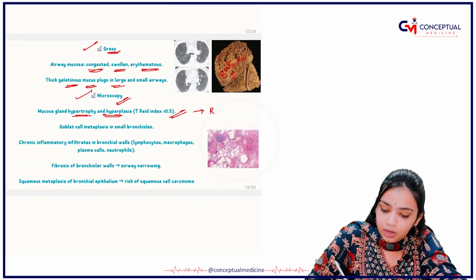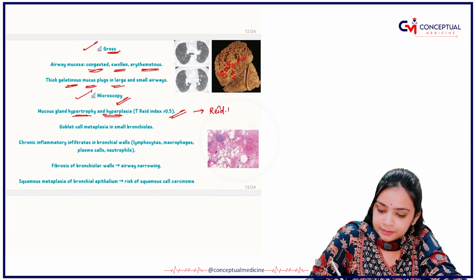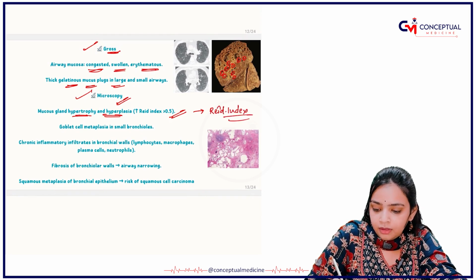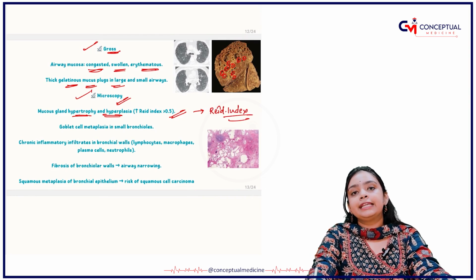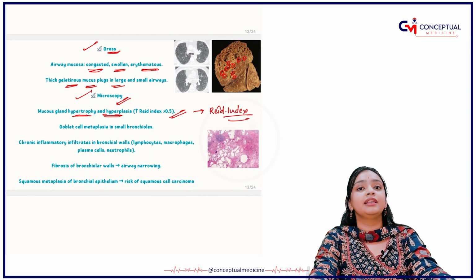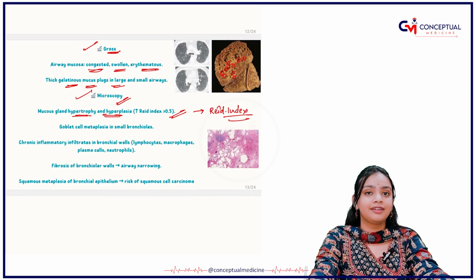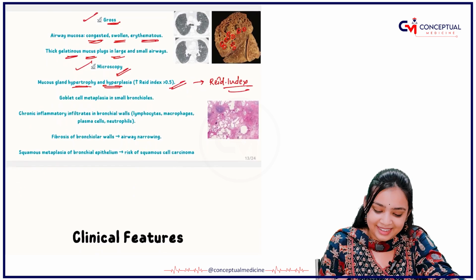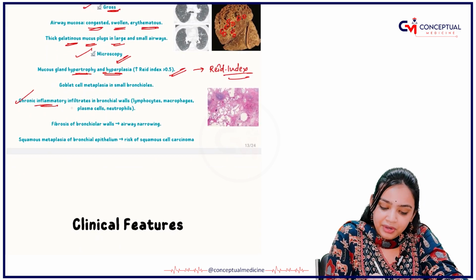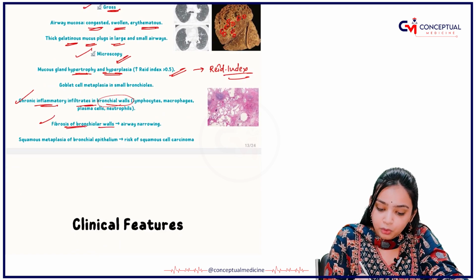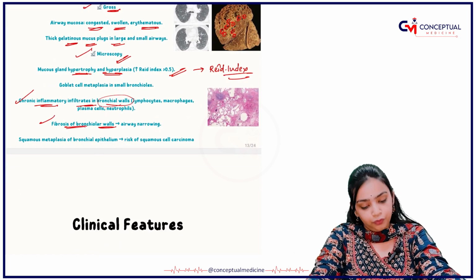There is something called the Reid Index. You have read about the Reid Index in your pathology lectures. Where? You have to tell me that. Okay. So, you have chronic inflammatory infiltrates in your bronchial wall, then there will be fibrosis of the bronchiolar wall.